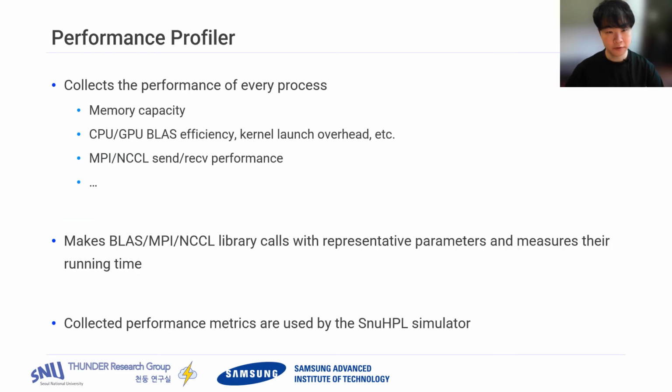The performance profiler collects various performance metrics of every process. The metrics include memory capacity, CPU and GPU BLAS efficiency, kernel launch overheads, MPI and NCCL performance, and more. The performance profiler actually makes the library calls with representative parameters used in HPL and measures the running time of it. The collected performance metrics are used by the SnuHPL Simulator to estimate the running time of LU factorization.